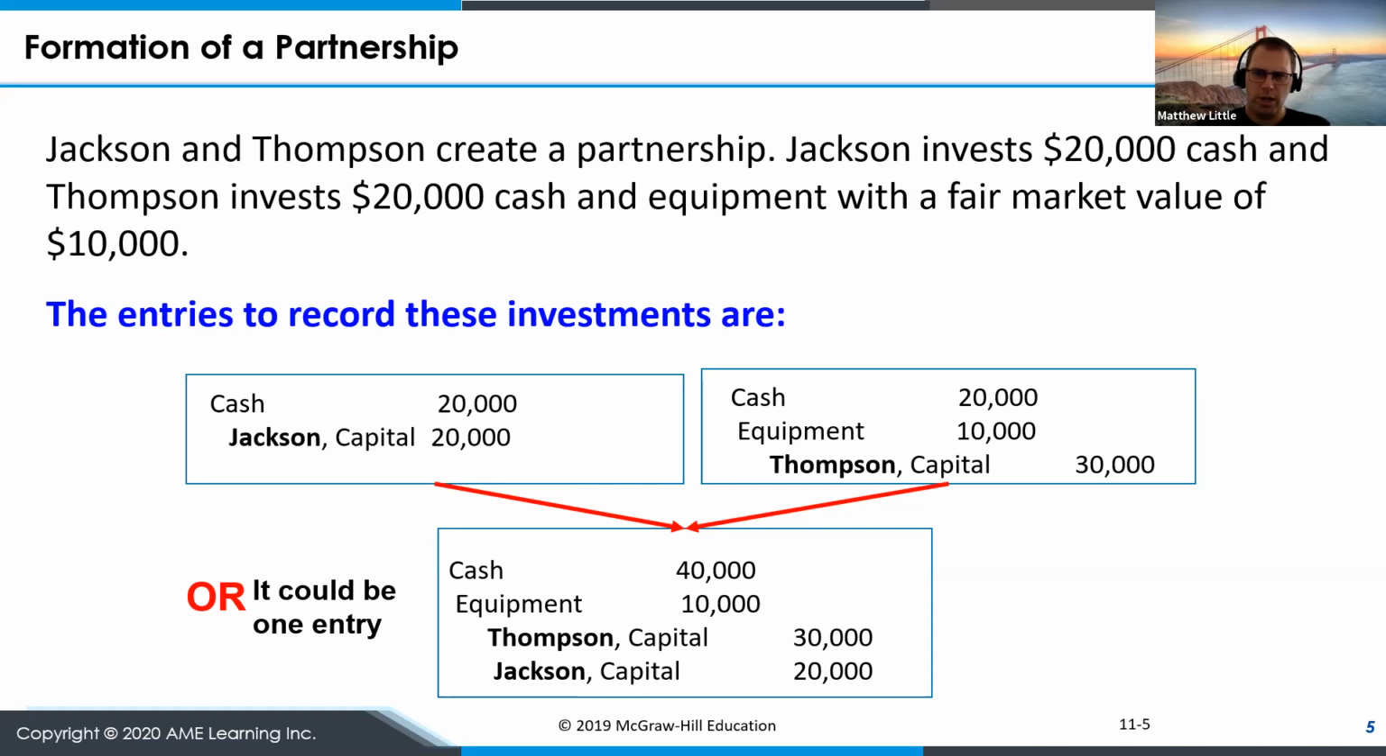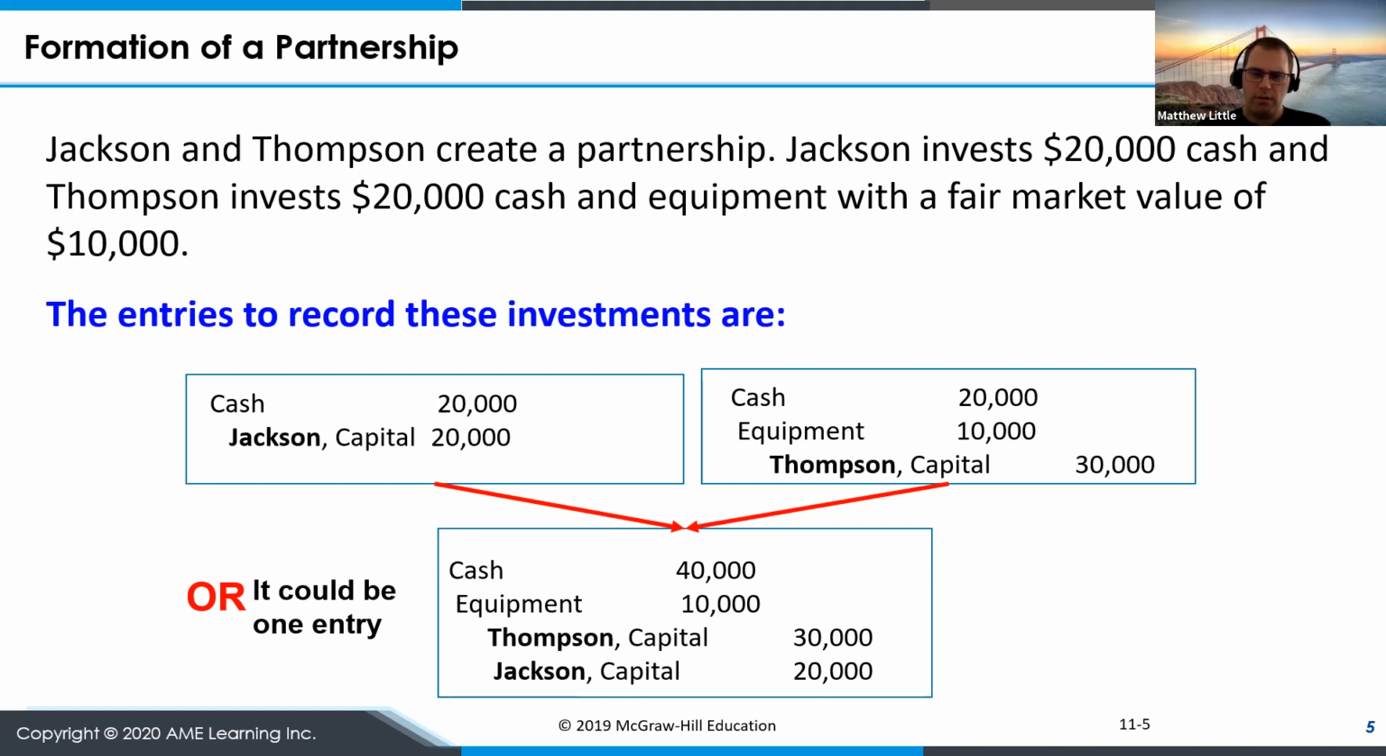with a credit to Jackson Capital for $20,000. The Thompson piece would be a debit to cash for $20,000, a debit to the fair market value of the equipment being $10,000, and a credit to Thompson Capital for $30,000. So we have a total capital contribution upon creation of this partnership of $50,000.